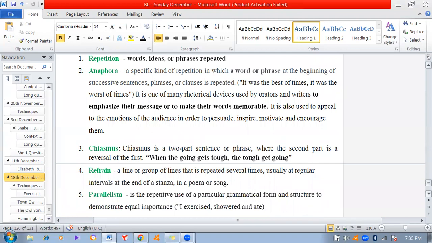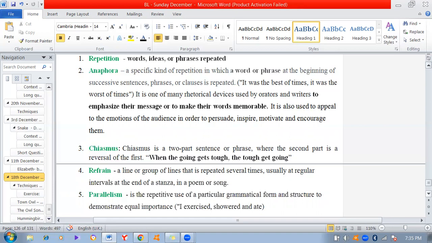identify, because this is something that you would find in a poem or a song, where you have chunks of lines repeated towards the end of each stanza, right? A line or a group of lines that is repeated several times, usually at regular intervals at the end of a stanza in a poem or a song, right? So you have these repeated parts.